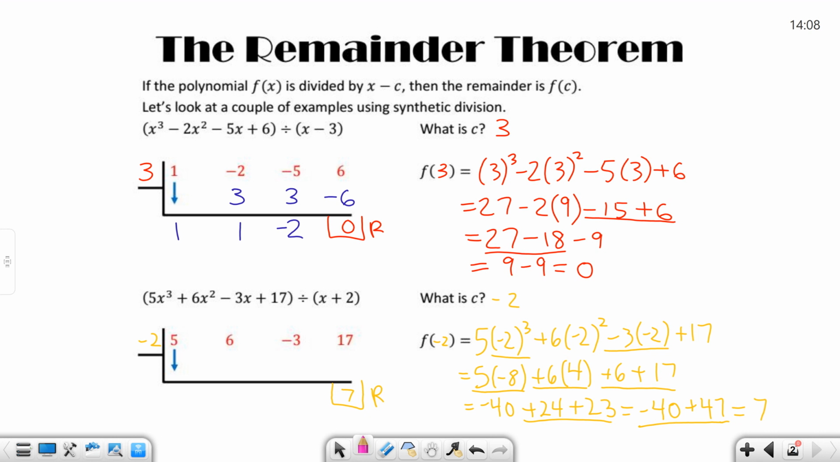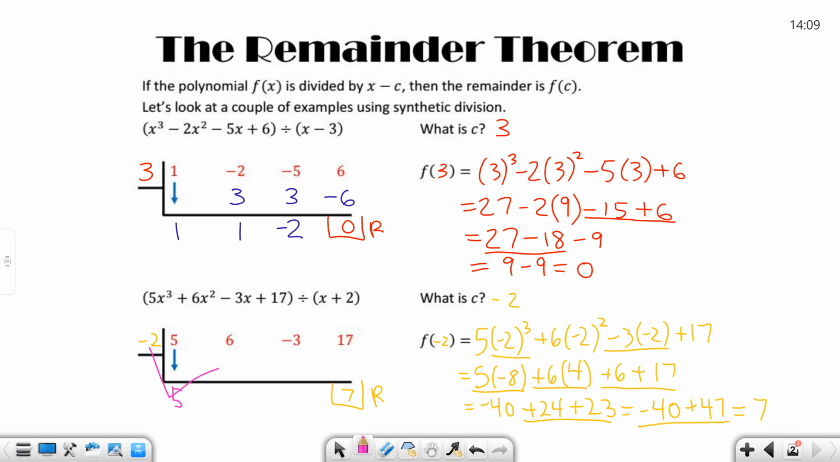The first thing we do in synthetic division, again, the 5 comes down, the 6, the negative 3, and the 17. It's in descending order. It goes 3, 2, 1, and then no power of x there, no x's. So that's in descending order, and every power is accounted for. So that's where I get the 5, the 6, the -3, and the 17. All right. So first thing we do is drop 5 into the basement.